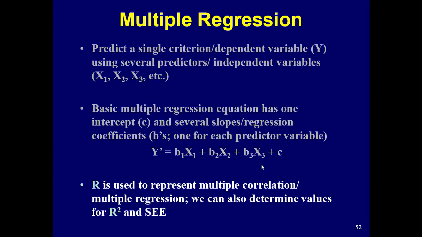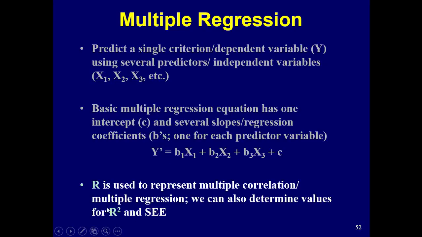So instead of little r, we're going to use big R. And big R is used to symbolize the multiple correlation, multiple regression R, instead of a little r. And likewise, when we do the r squared, it's still called the coefficient of determination, all right? But we use a big R because we have more than one predictor. Big concept here.